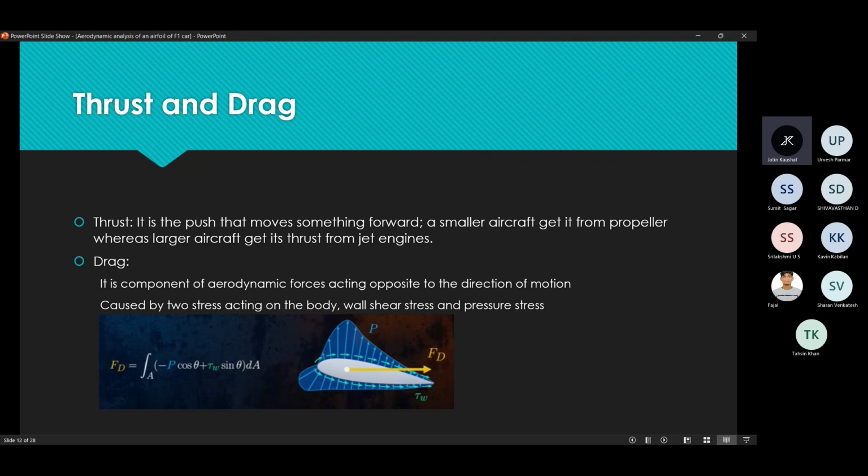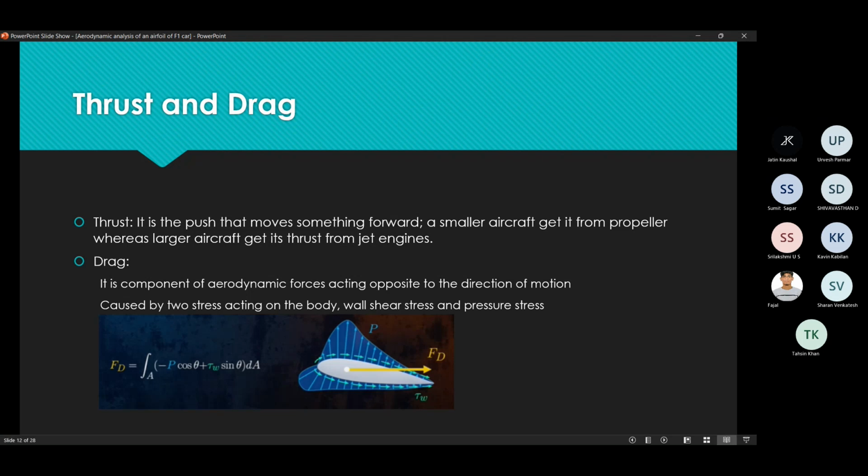Older smaller aircraft, like those used in the 1940s and 50s, had a propeller ahead that gave the aircraft its forward moving force. But in modern aircraft, we have two giant cylinders at the wings to give thrust. That's thrust.